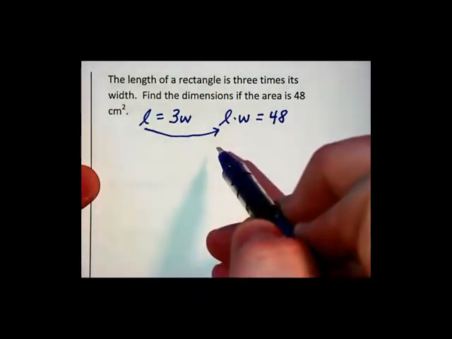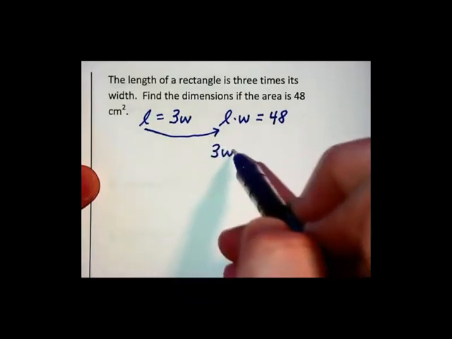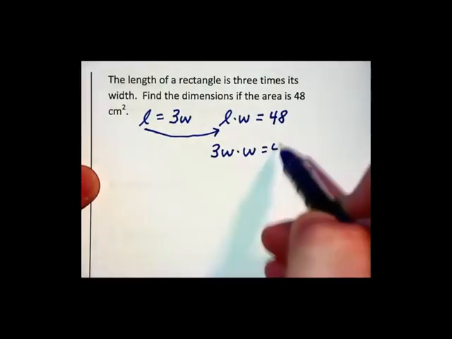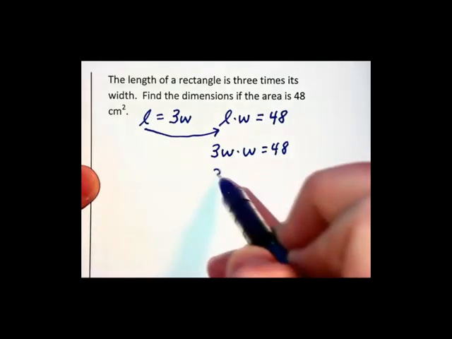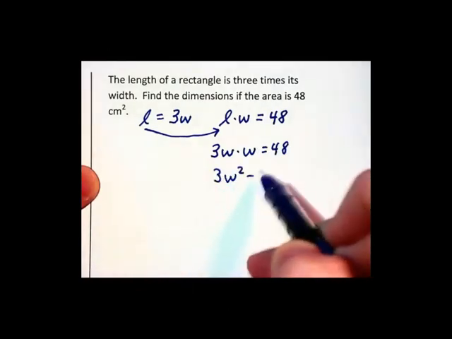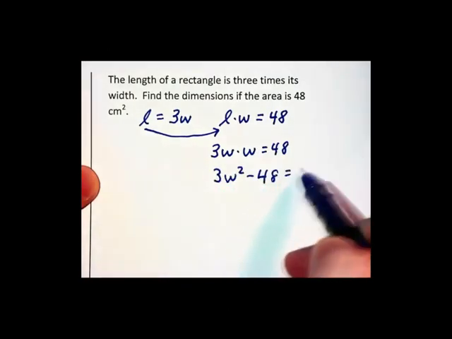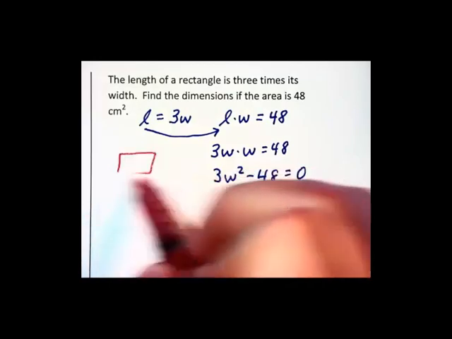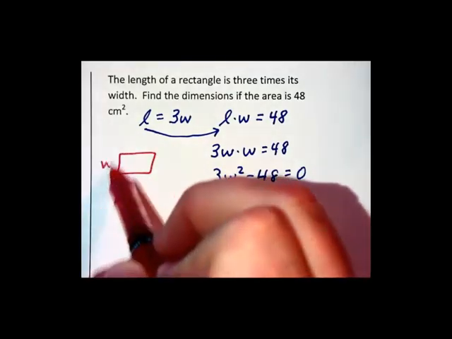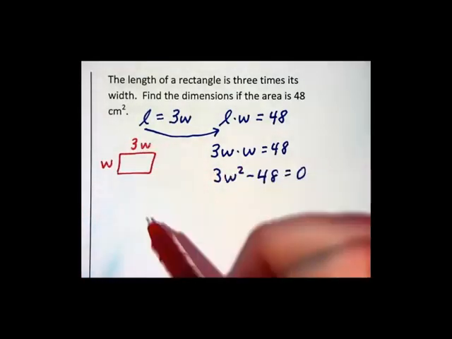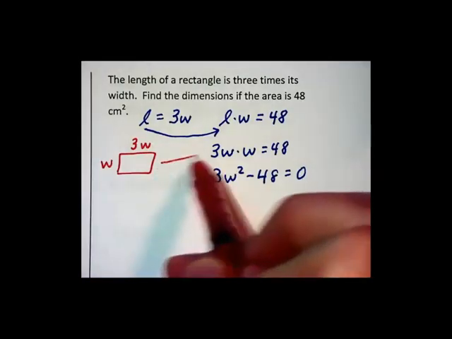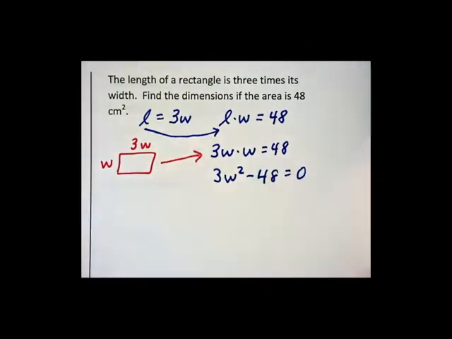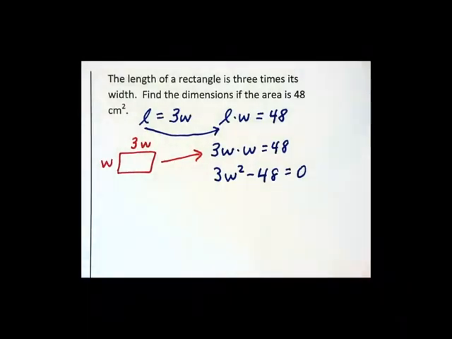That would give us 3W times another W is 48. 3W squared, I'm going to subtract the 48 to the left, equals 0. And I'll come back to solving that in a little bit. Had you drawn a picture and gone, oh, here's my width and here's 3 times my width, you still would have gone straight to that 3W times W equals 48 that I've got there at the right. So either way, we're going to have that equation.